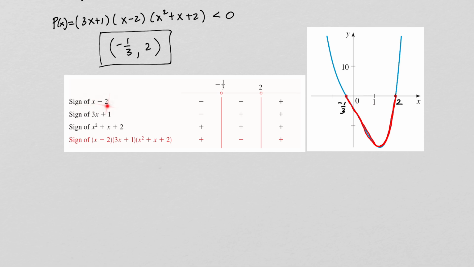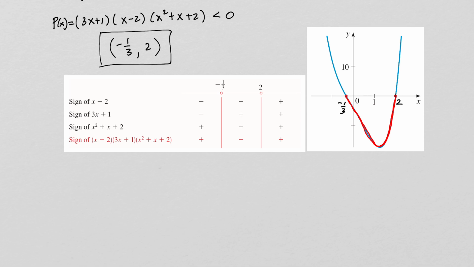So the sign of x minus 2 is positive when x is bigger than 2. It's negative when x is less than 2. The sign of 3x plus 1 is positive when x is greater than negative 1/3, and it's negative when x is less than negative 1/3. And the sign of x squared plus x plus 2, believe it or not, is positive on all three intervals.